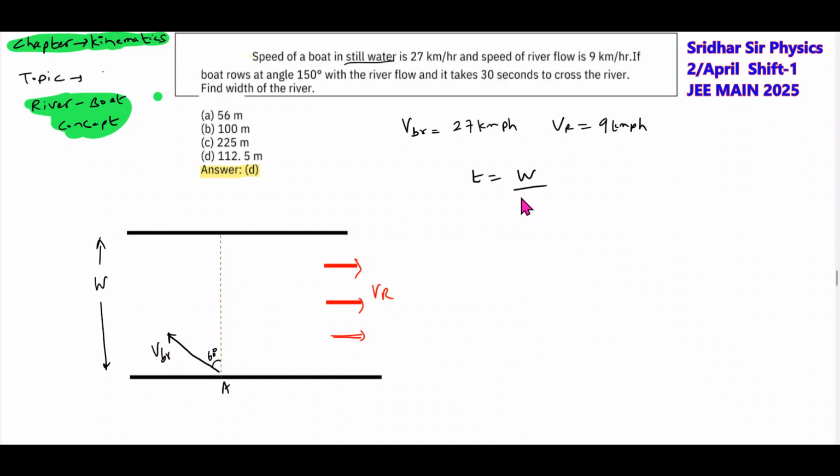Time taken to cross the river is W divided by the velocity of the boat with respect to ground along the y-axis. I don't use any other thing. Velocity of boat with respect to river along y-axis equals velocity of boat with respect to ground along y-axis plus velocity of river with respect to ground along y-axis. The river is flowing along the x-axis. What is the velocity of the river along the y-axis? This is nothing but Vrx. So what is Vry? Vry will be 0.